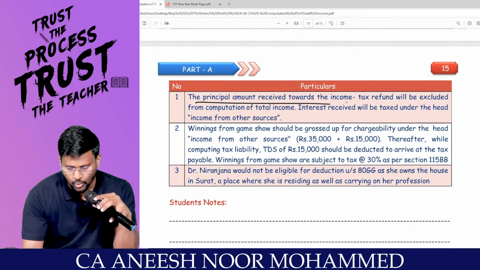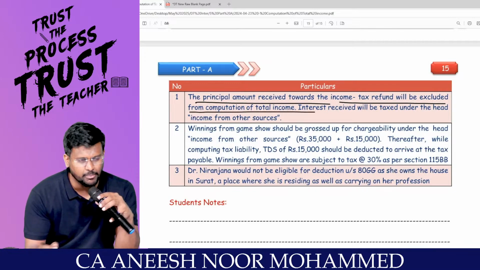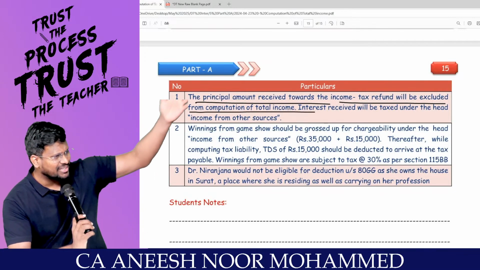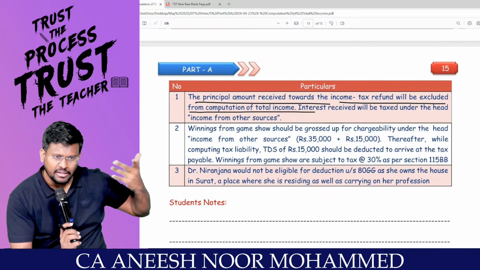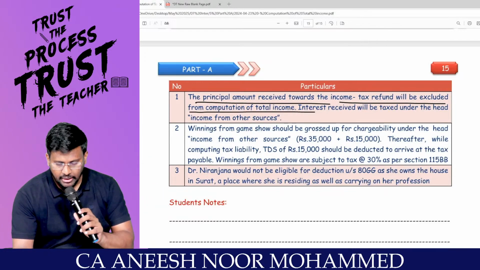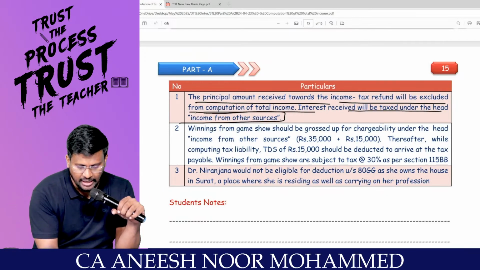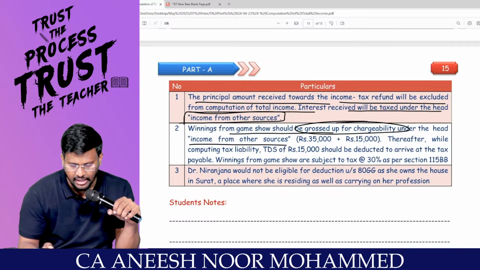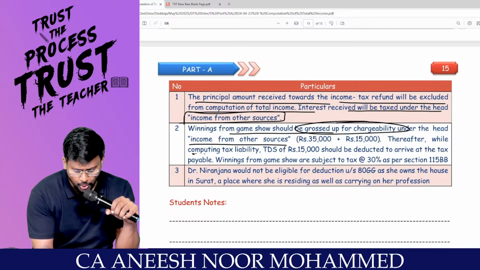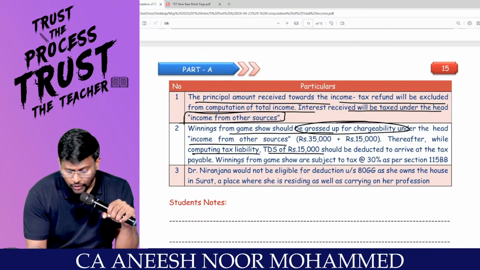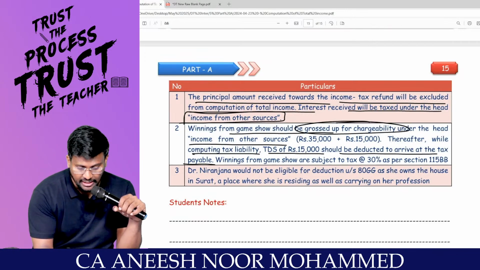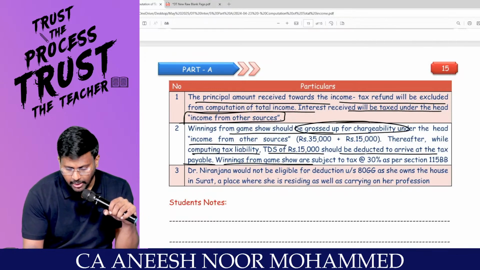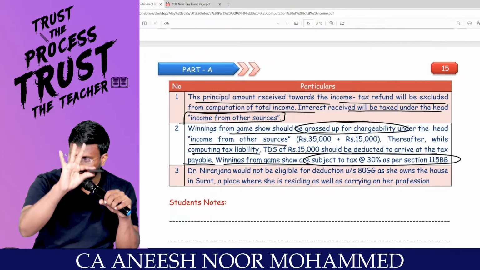Principal amount received towards the income tax refund will be excluded from computation of income. Interest received will be taxable under the head IFOS. Winning from game show would be grossed up for chargeability under the head IFOS. Therefore, while computing tax liability, TDS of 15,000 should be deducted to arrive at the tax payable, right? Winning from game show is subject to tax at the rate of 30%.